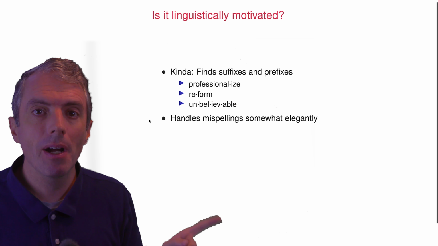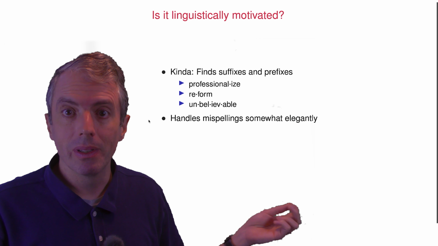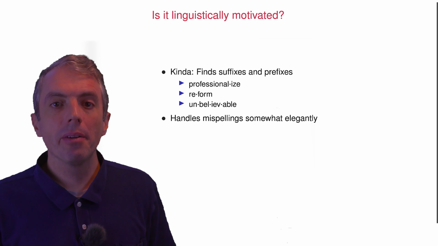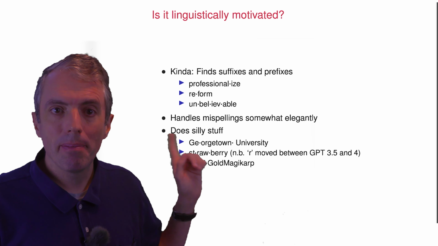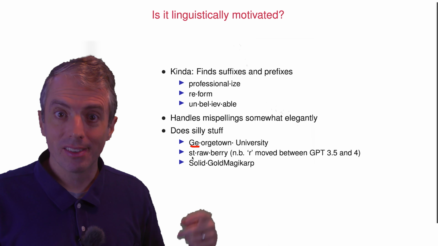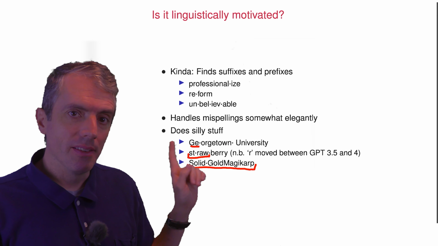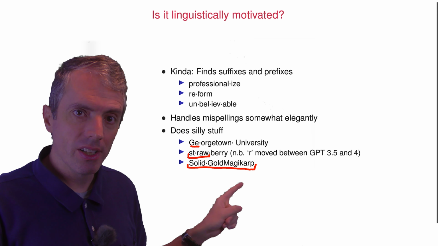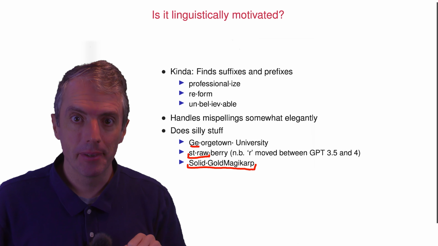That being said, there are probably better ways to do this if you want to have things that are more linguistically plausible. And the relatively simple algorithm ends up with some silly tokenization, such as separating the G in Georgetown, and separating the straw in strawberry. There's a really long story about the bad consequences of tokenizing SolidGoldMagikarp in this way. If I ever get around to making that video, I'll put the link in the description, hopefully.